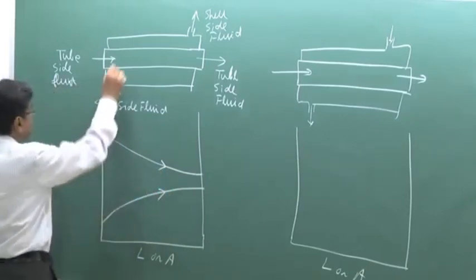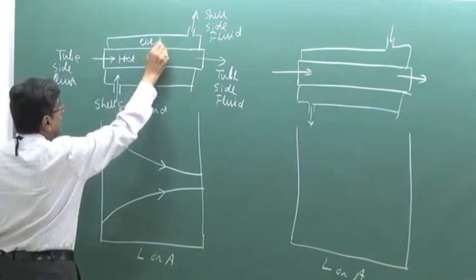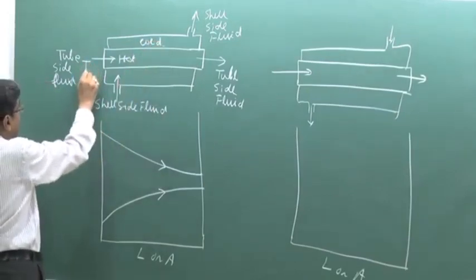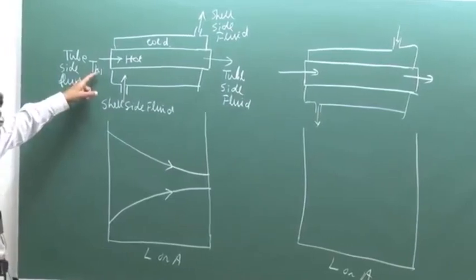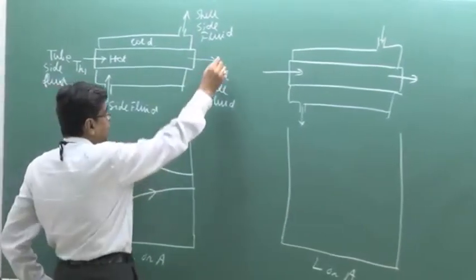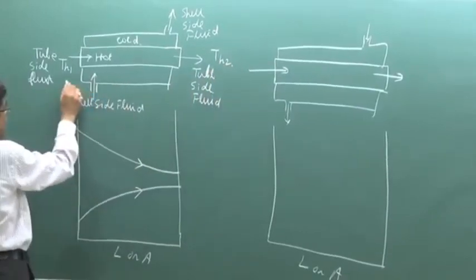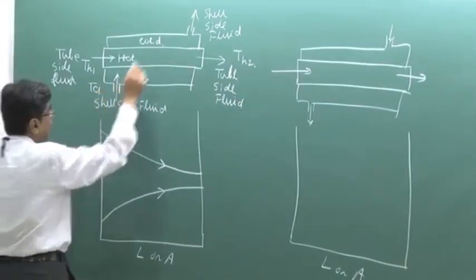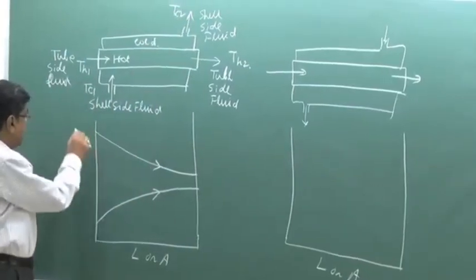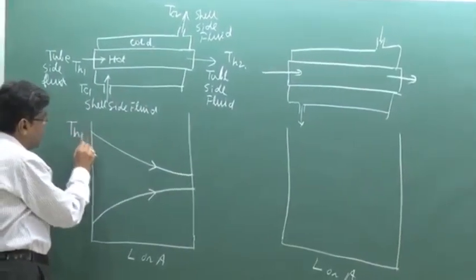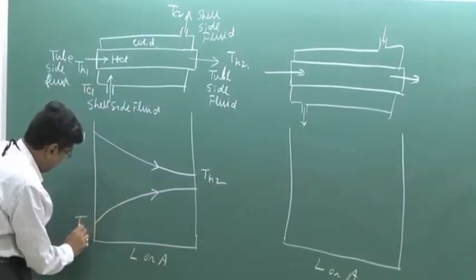Let us consider this is the hot and cold. Let this temperature, H is the subscript for hot, and 1 is the inlet here in parallel flow, TH2 is the hot outlet. Similarly, cold inlet is TC1 and cold outlet is TC2. Then in this diagram we can show TH1, TH2, TC1, TC2.